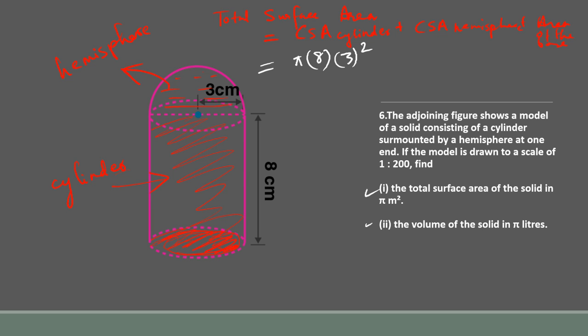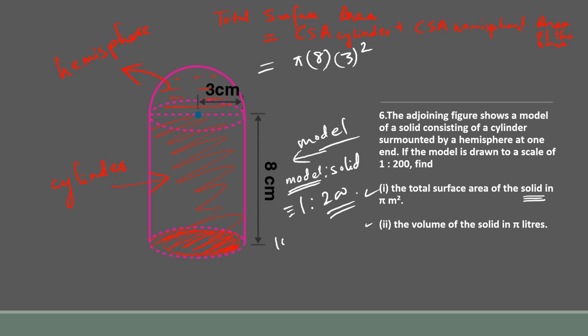But now it's saying this is a model. They asked us to find out the total surface area of the actual solid. So the model to solid ratio is given as 1 is to 200, right? That means if the model is 1 centimeter, the solid will be 200 centimeter.